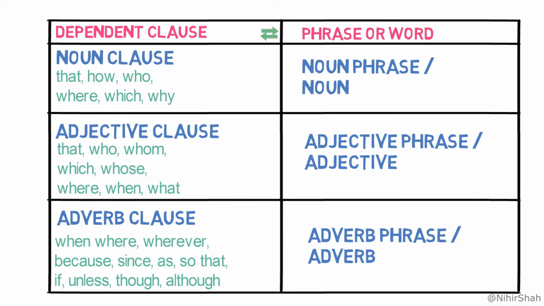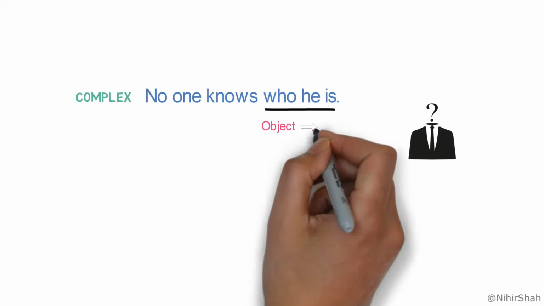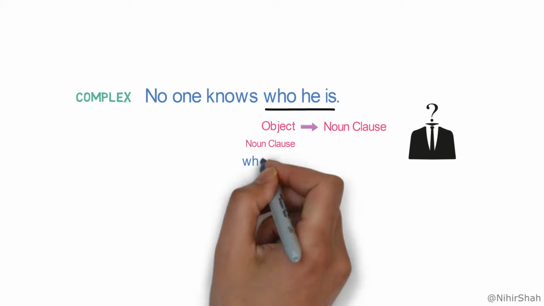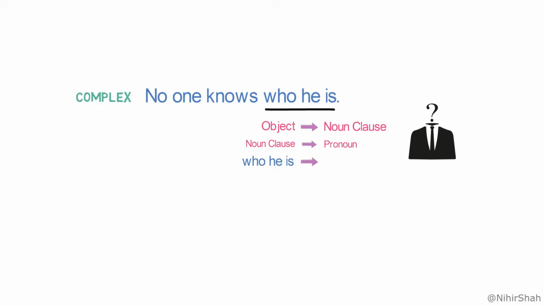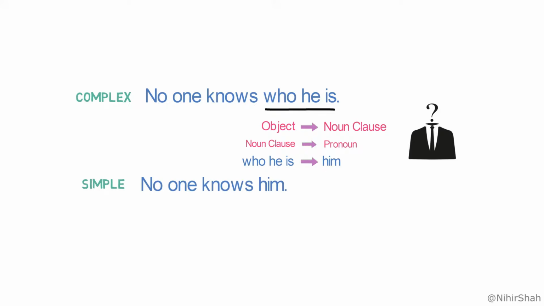Now, I will show you examples of each of these cases. Please note the steps are implied and I won't be explaining the steps again for the sake of time. No one knows who he is. Here, who he is is acting as an object in the sentence, which means it functions as a noun. So, it's a noun clause. Simply convert the noun clause who he is into the pronoun him. So, the final sentence in the simple form is, no one knows him.